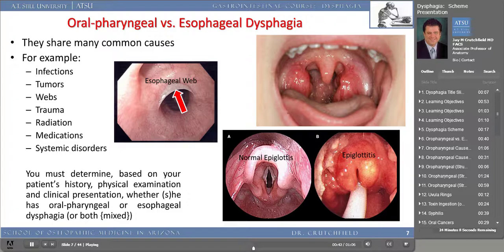Tumors of both the oropharynx and the upper esophagus can cause dysphagia, medications, trauma, radiation, and even systemic disorders. It's important for you to base on your patient's history and the physical exam and how they present, whether they may have an oropharyngeal or an esophageal dysphagia, or both, called a mixed dysphagia.